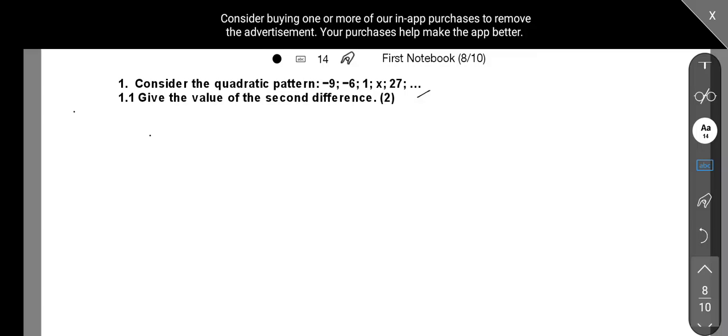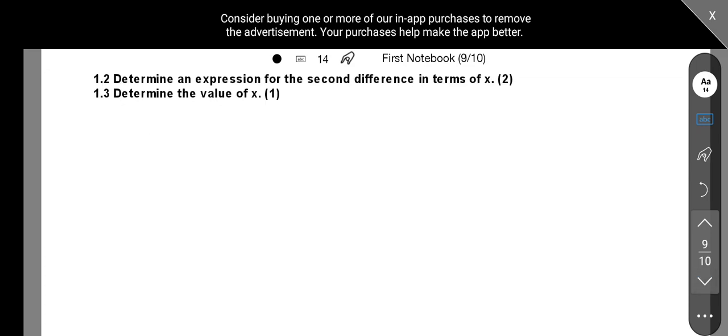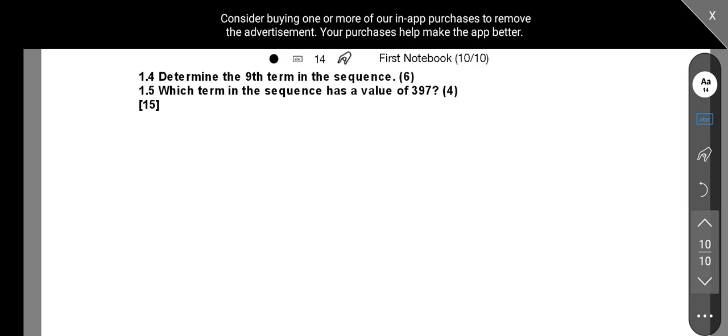Hello, in this video we'll be doing an activity based on quadratic patterns, and this will be a summary of all the things which we have done under quadratic sequences. Due to time and space consumption of these questions, I have decided to attach them on separate slides. This will be 1.1 and this will be 1.2 and 1.3, and this will be 1.4 and 1.5.